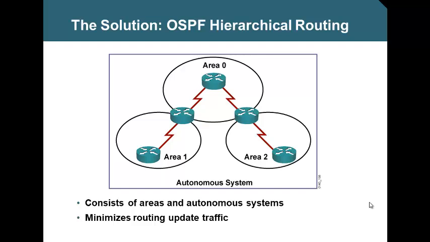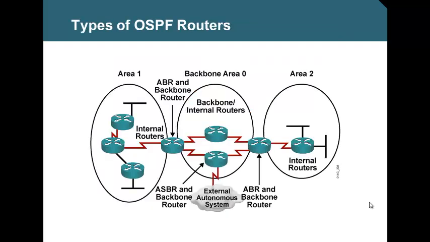Next. Types of OSPF routers. This is a general knowledge topic. We all learned this in CCNA, the beginner course. The routers that have interfaces within the same area are called internal routers. The routers that have one interface in the backbone and another in another area are called ABRs. And the router that has a connection to another autonomous system is called an ASBR.